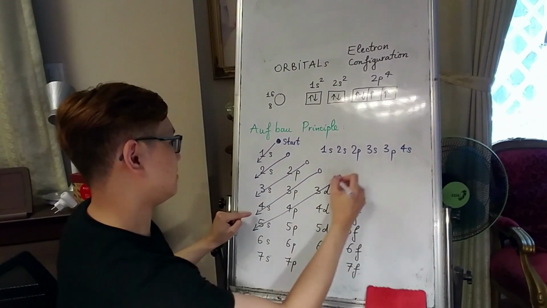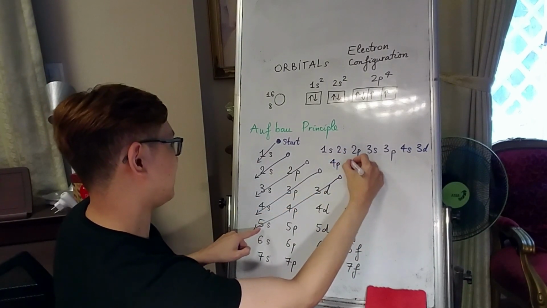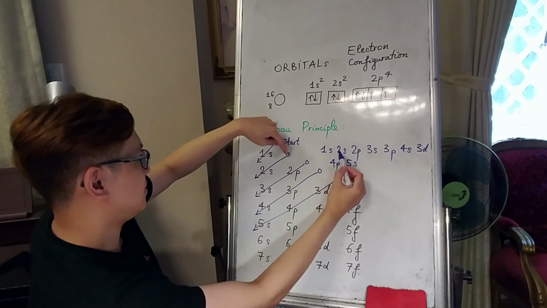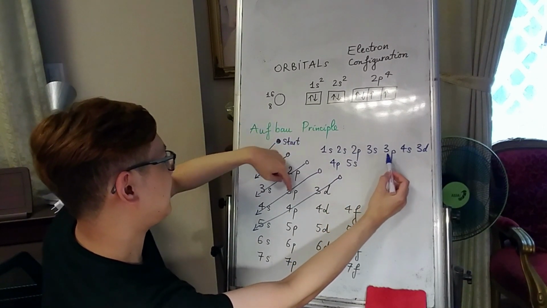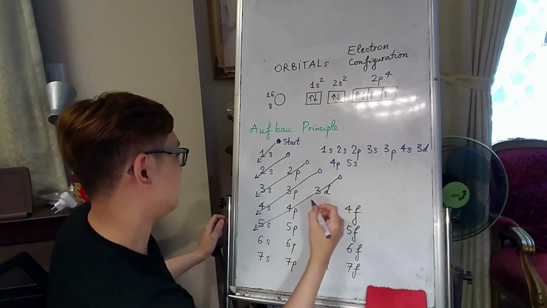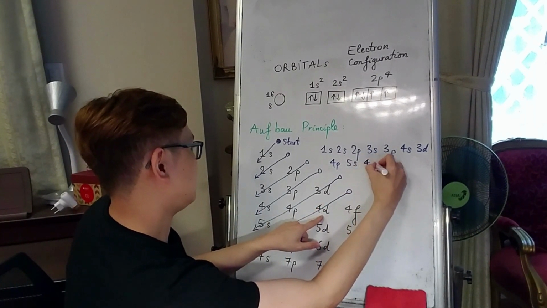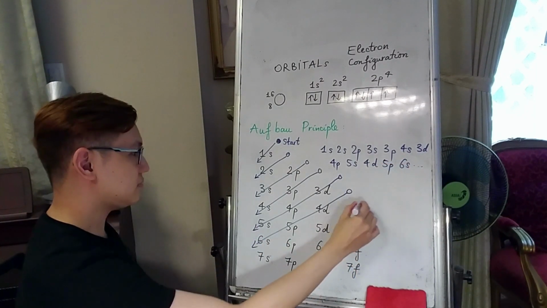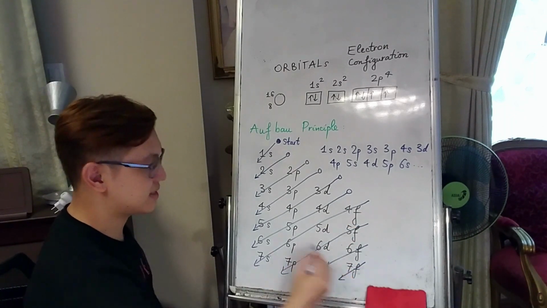So 4s and then 3d, 4p, 5s. Okay, let me start again. From the start, go 1s, 2s, 2p, 3s, 3p, 4s, and then 3d, 4p, 5s, and then it just keeps going on, and then 4d, 5p, 6s, and so on. It's just gonna keep going until you reach the highest orbitals, which is 7f.